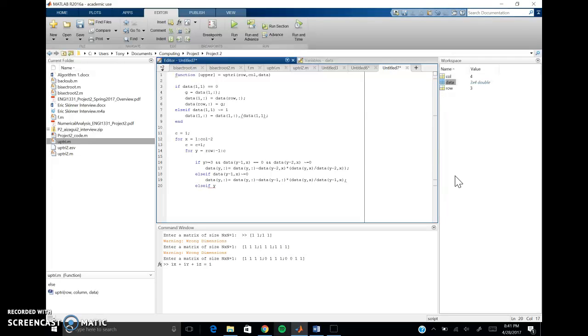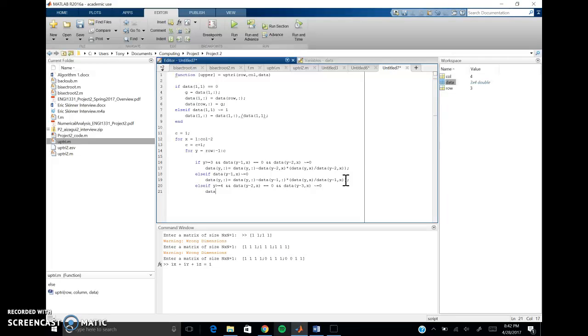Else if y is greater than or equal to 4 and data y minus 2 of that, I'm missing parentheses here, x is equal to 0 and data 3 above that row does not equal 0. Then we can work with this row.